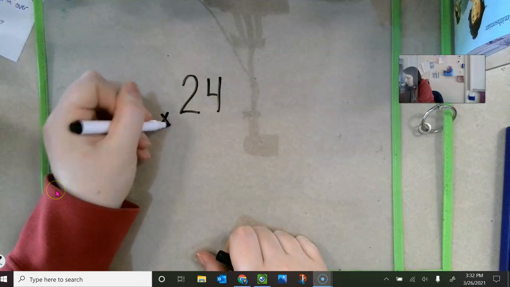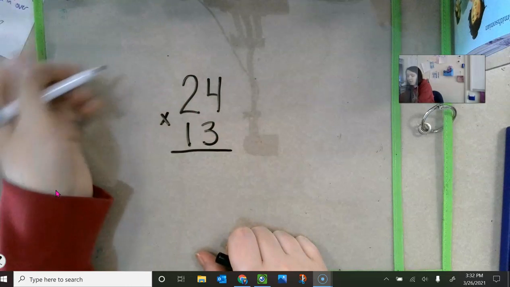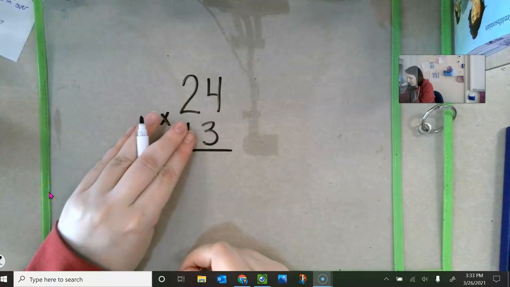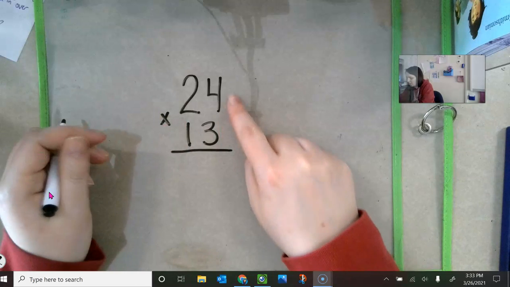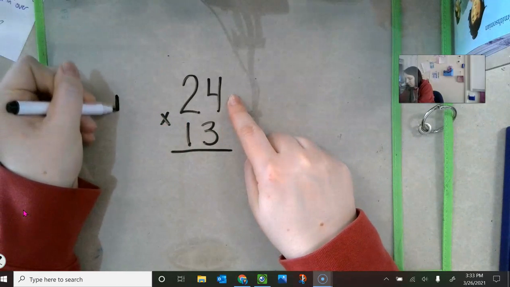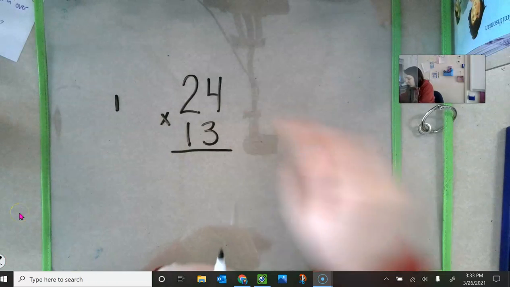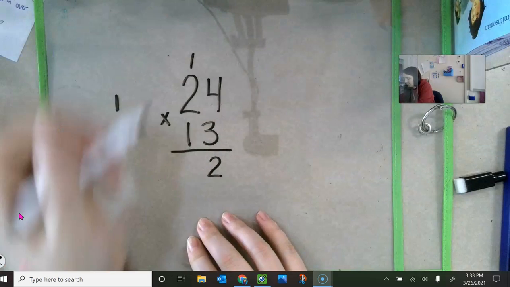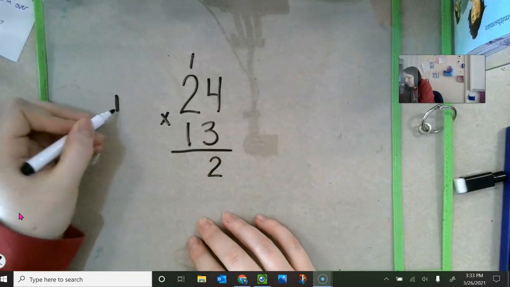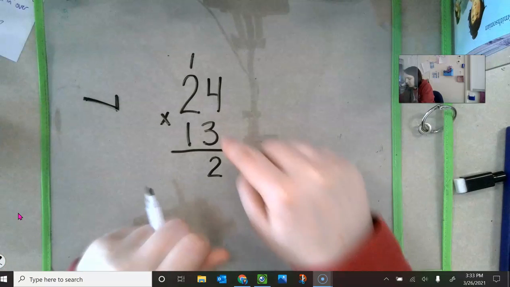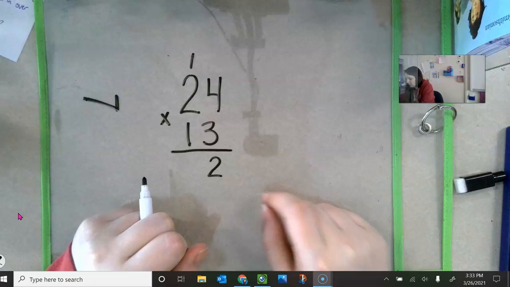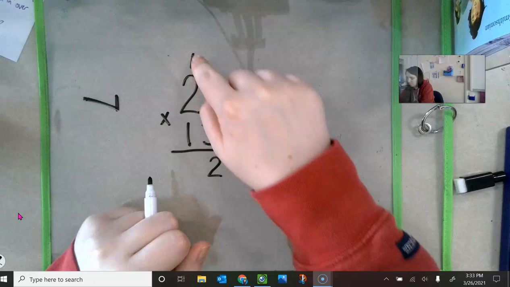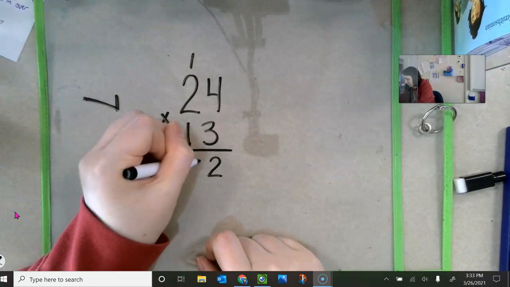So I have 24 times 13. And I'm going to draw my bow tie just over on the side. Just like if we were doing one-digit multiplication, we would do 3 times 4, and so it's that part of the bow tie. I know that 3 times 4 is 12, so I put my 2 here and my 1 up above my tens place. And then the next part of my bow tie, the side part, is to do 3 times 2. I know that 3 times 2 is 6, and 6 plus 1 is 7.